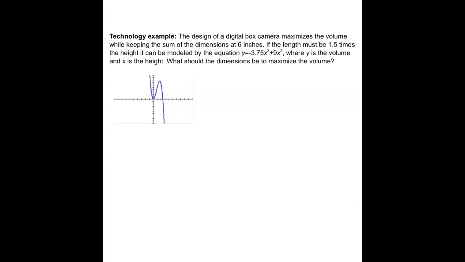So this is a picture of the graph of this equation. Okay, we have a relative minimum here of 0. And remember we talked about x being the height. So this is the height dimension, and this is our volume. So if our height is 0, we have 0 for a volume. That makes sense that we're at the origin. Okay, we are looking for a maximum volume. We want to find this highest point. Okay, so grab your calculators and enter this equation.